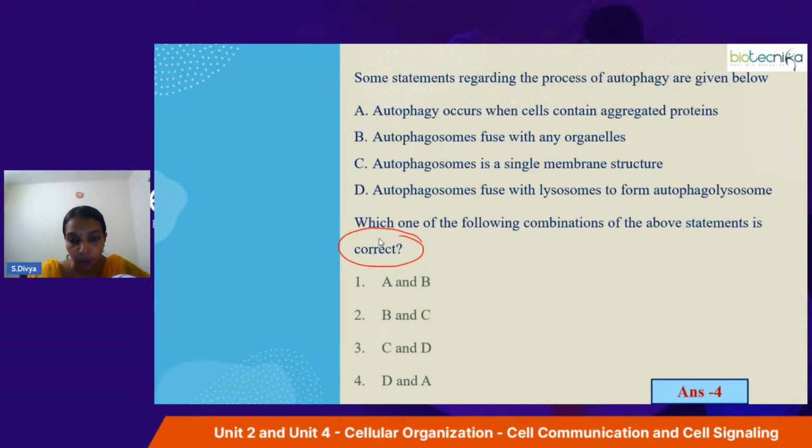So the correct answer over here is A and D. Autophagy occurs when cell contains aggregated proteins. Autophagosomes fuse with lysosomes to form autophagolysosome. Now, why this statement is incorrect? Because it will not fuse with any organelle. It will only fuse with lysosome. It is not single membrane structure. It is made up of double membrane structure. Okay, that is the mistake over here.